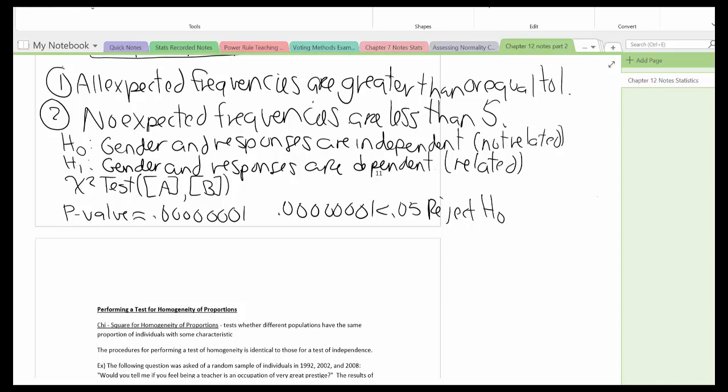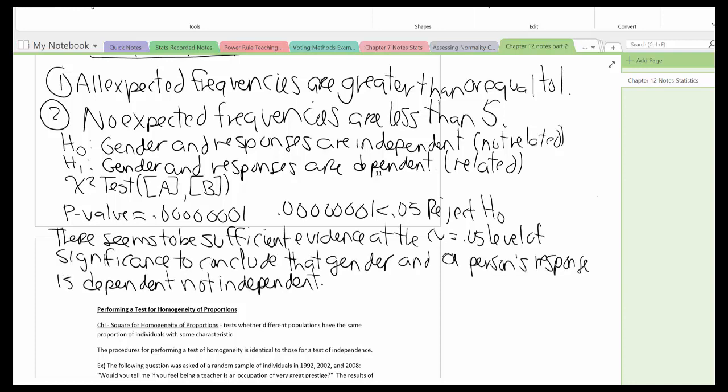So let's write the conclusion out now. There seems to be sufficient evidence at the alpha equal to 0.05 level of significance to conclude that gender and a person's response is dependent and not independent.